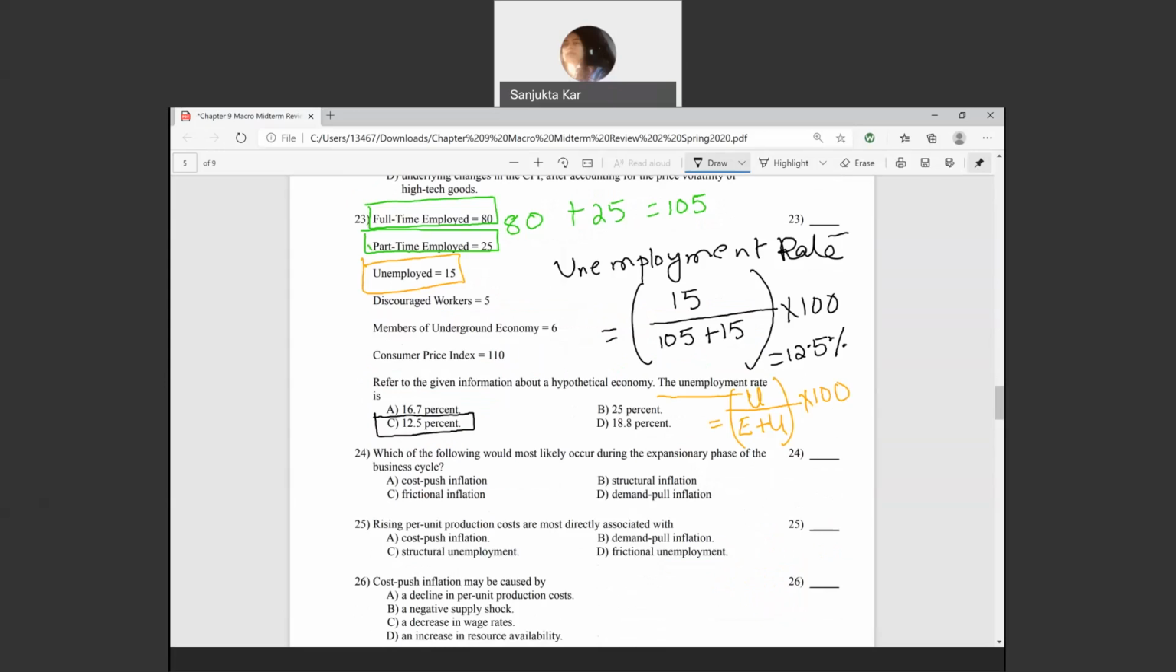All righty, going to question number 24 here. It says, which of the following would most likely occur during the expansionary phase of the business cycle? Cost push, no. Structural, no. Frictional, also a no. A demand pull inflation is the answer.